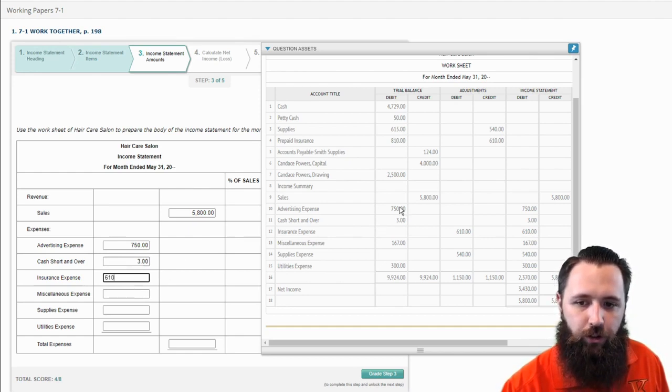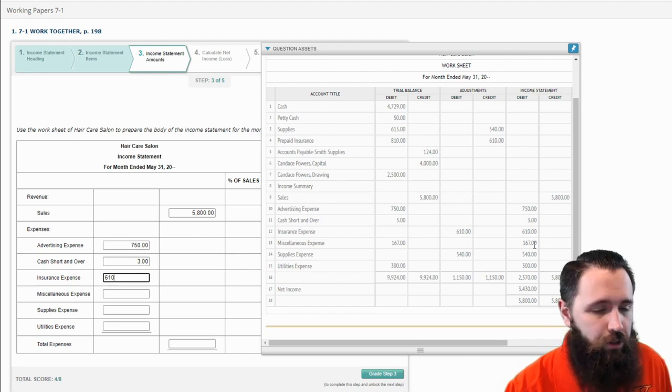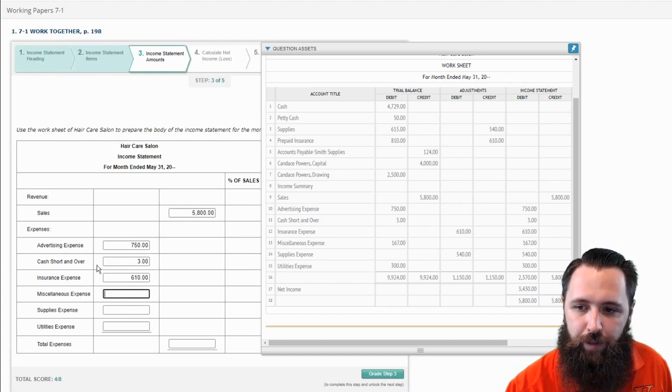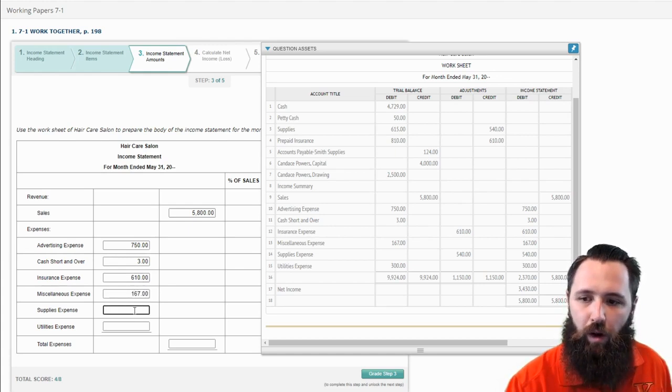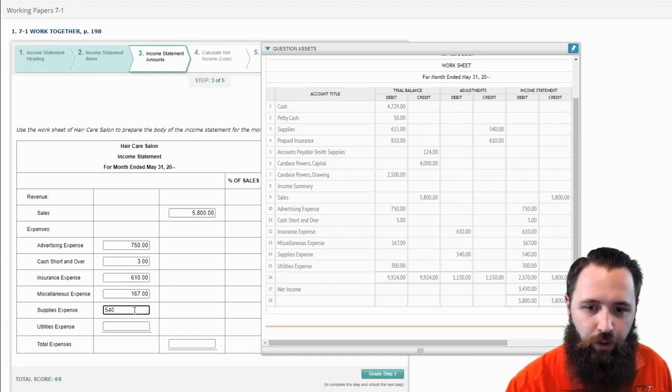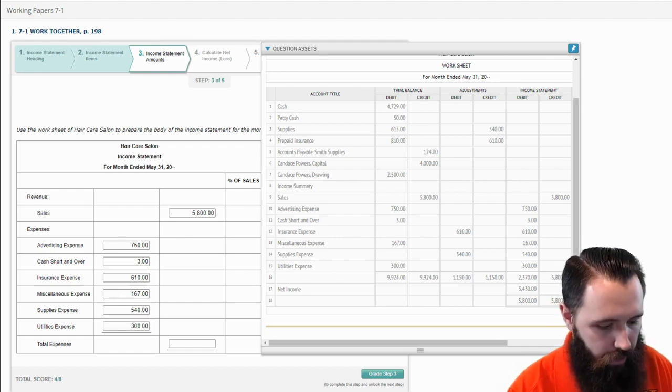And if you looked on the trial balance, you see that has a zero balance right here, right? So you kind of need to remember that and be like, oh yeah, I've made an adjustment, so I must go to my income statement and transfer these numbers over. So just so you don't forget it. Miscellaneous expense was $167. Supplies expense was $540. And then utilities expense was $300. So let's go ahead and add those numbers up.